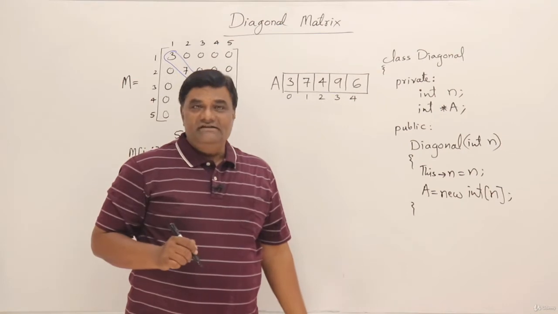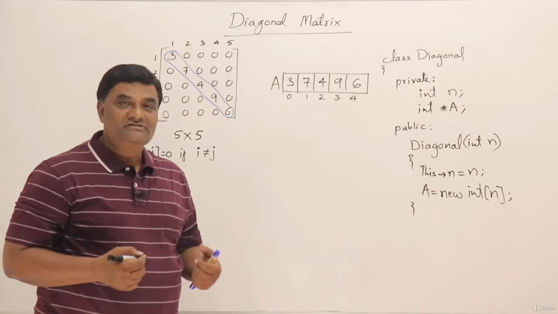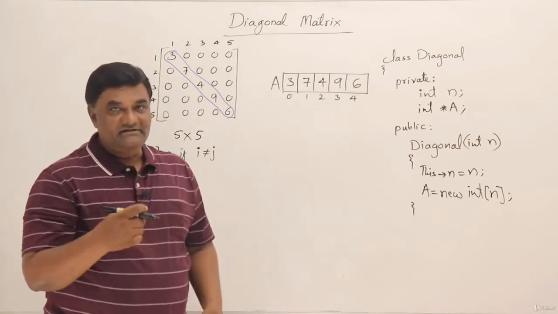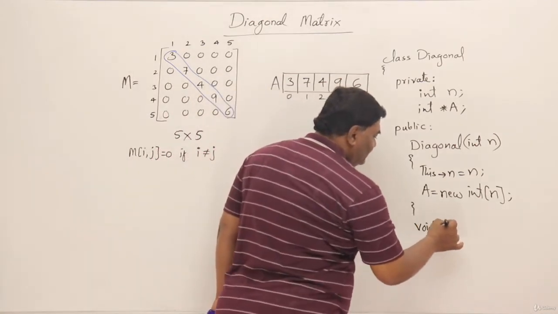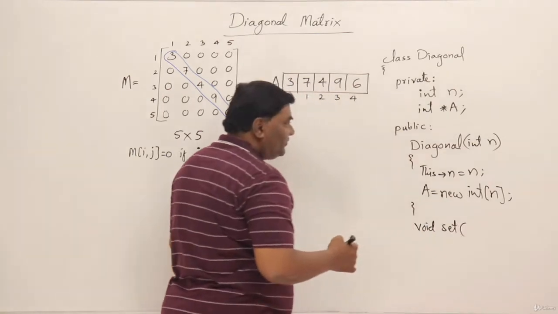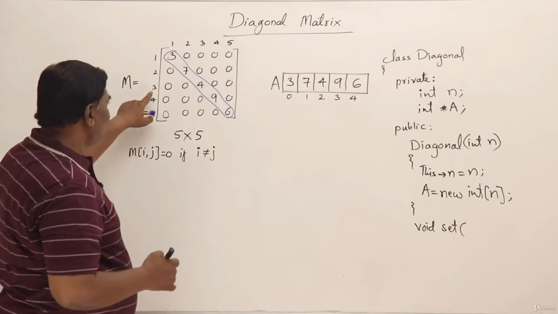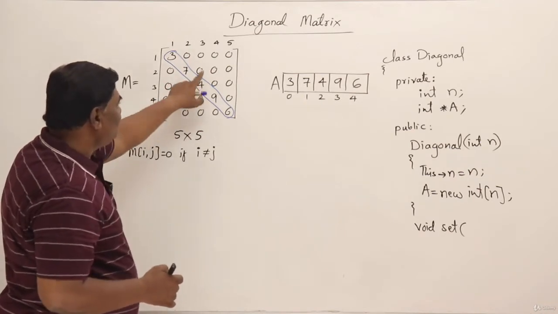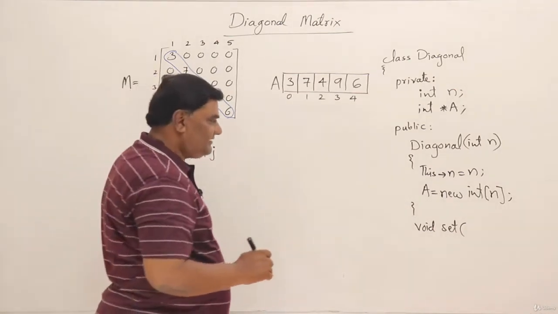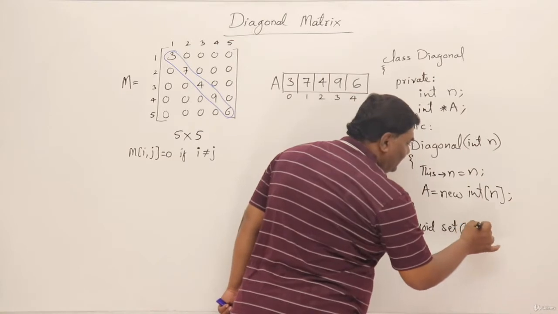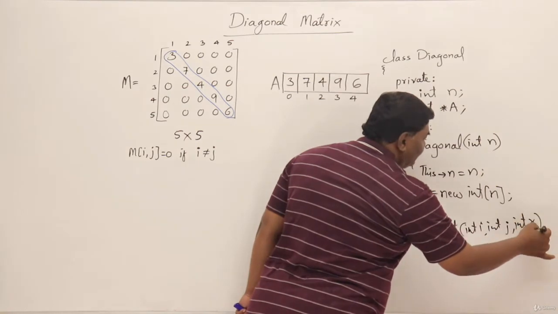Then what are the other functions I need? I need functions for storing the data and retrieving the data. So I need functions like setting the data and getting the data. I will write those two functions. Void set will store the data in this array, that is, for this matrix. For a matrix, I need to know the row number and column number as well as the element. So it needs 3 parameters: at which row and at which column, what is the element that you want to store, x.